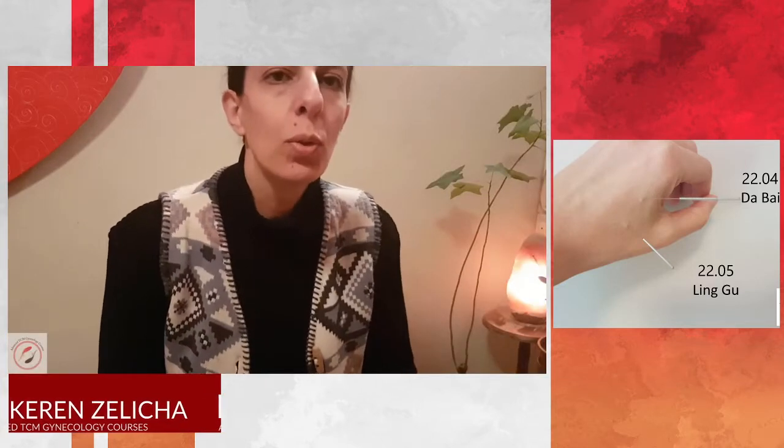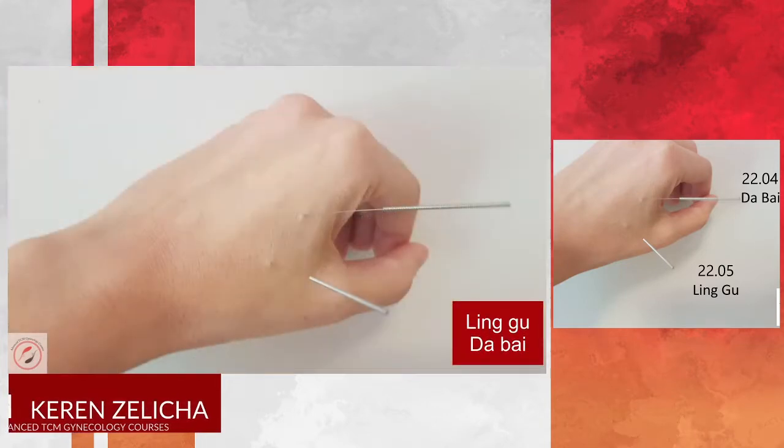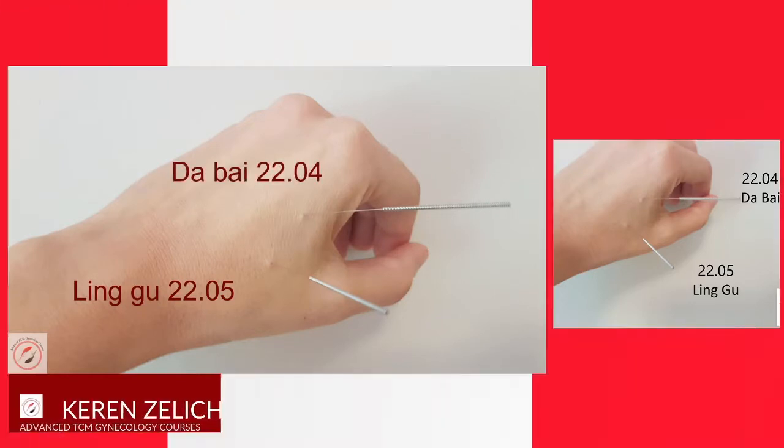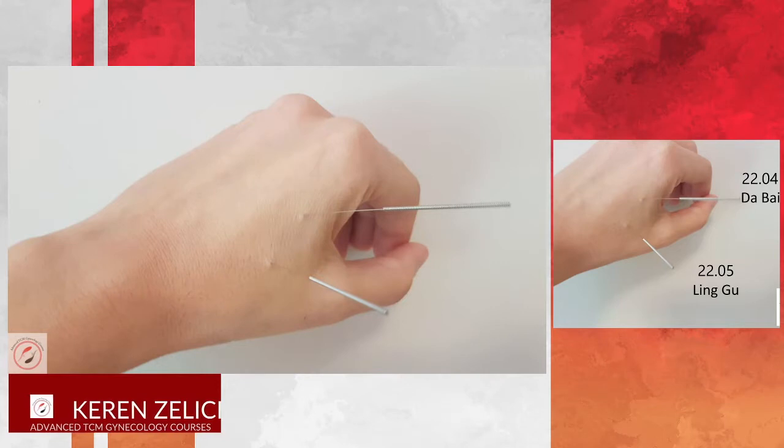Hi everybody. Today I would like to speak about two points, Lingu (LI 4, 2205) and Dabai (LI 3, 2204). Those two points are very common in Master Tung acupuncture.